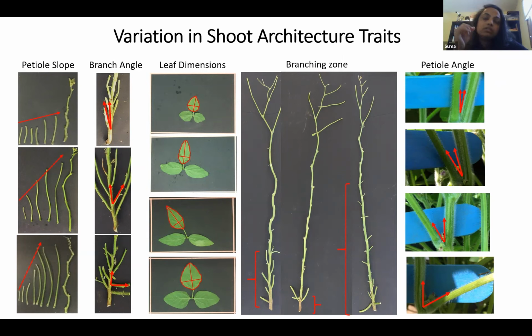Petioles are the things that join the leaf to the main stem, so the slope of these is actually important. You can see that for some of them the slope is pretty small, but some of them are very steep. So that matters. And there's variation for angle of branching and for leaf dimension. There are all these features, and we can capture this variation in the imaging that we do.